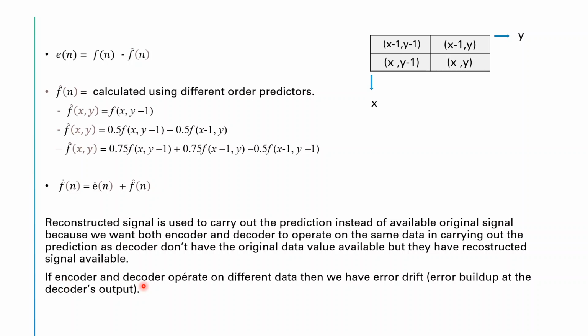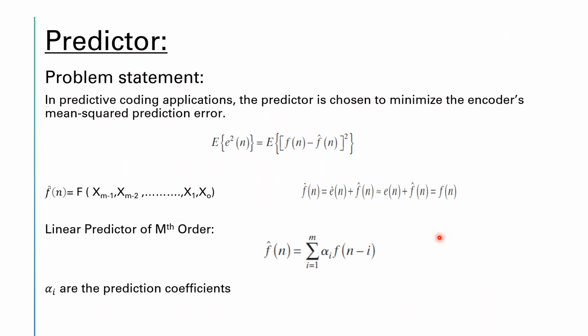If the encoder and decoder operate on different data, then we have drift error, which builds up. To prevent that, the reconstructed signal is used to carry out the prediction instead of the original signal, which is not available at the decoder side. So the decoder and encoder both operate on the same data.